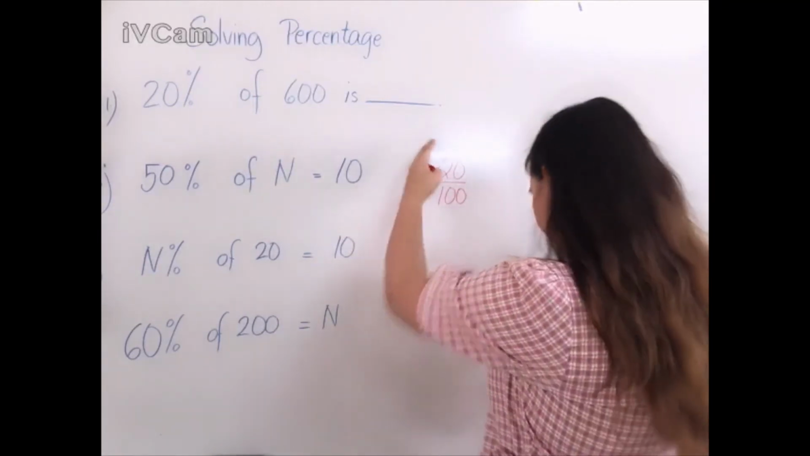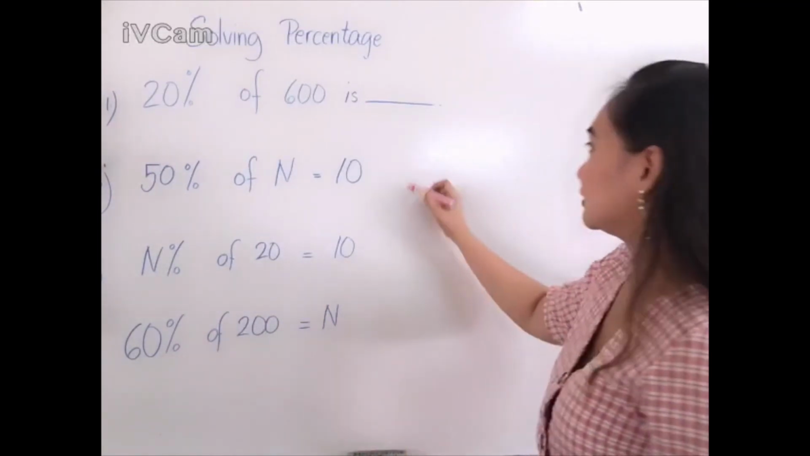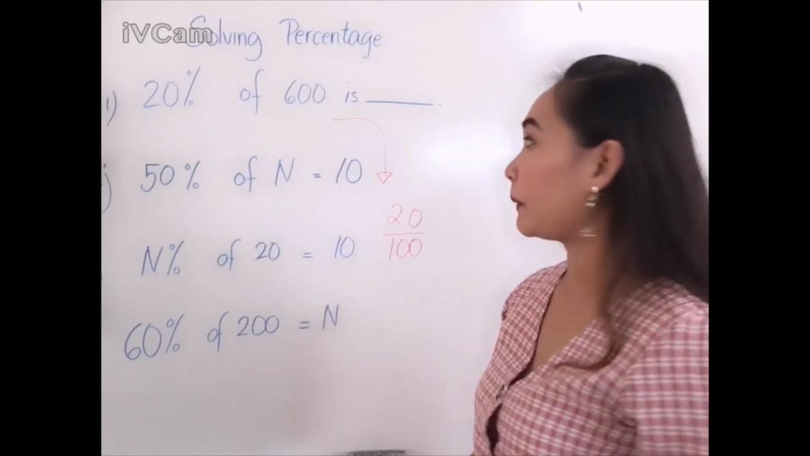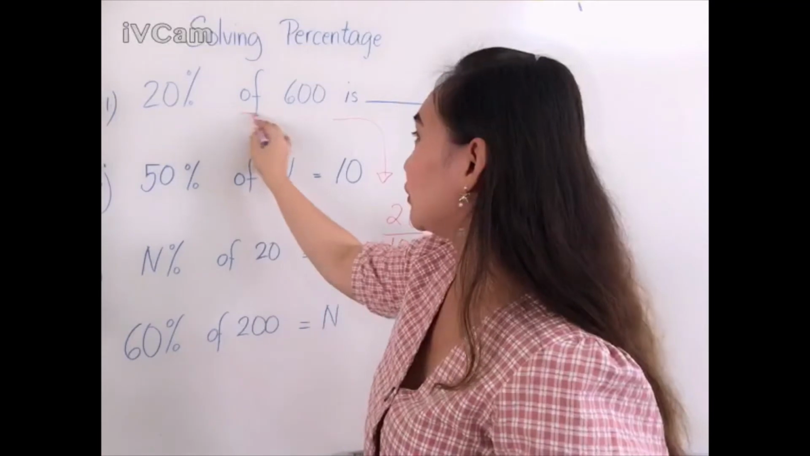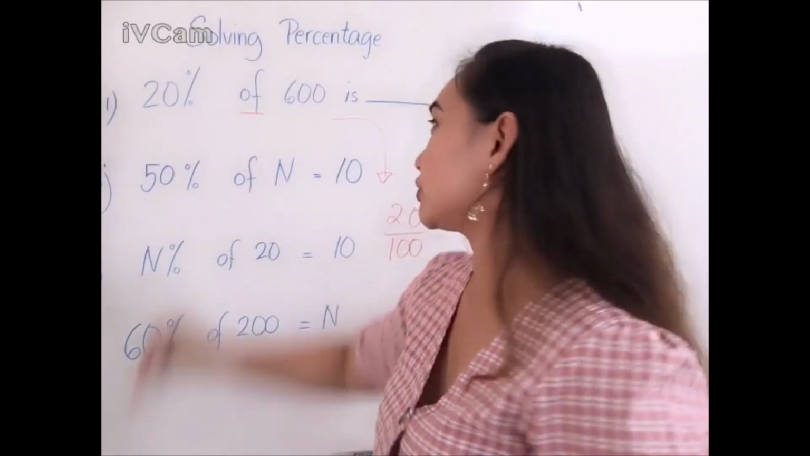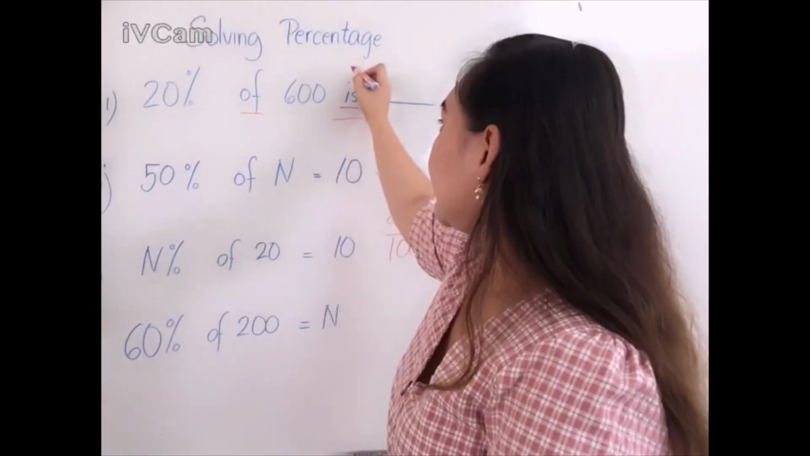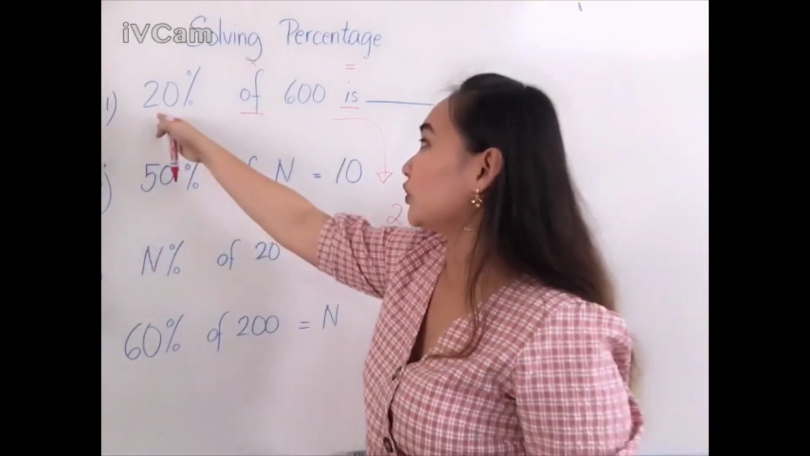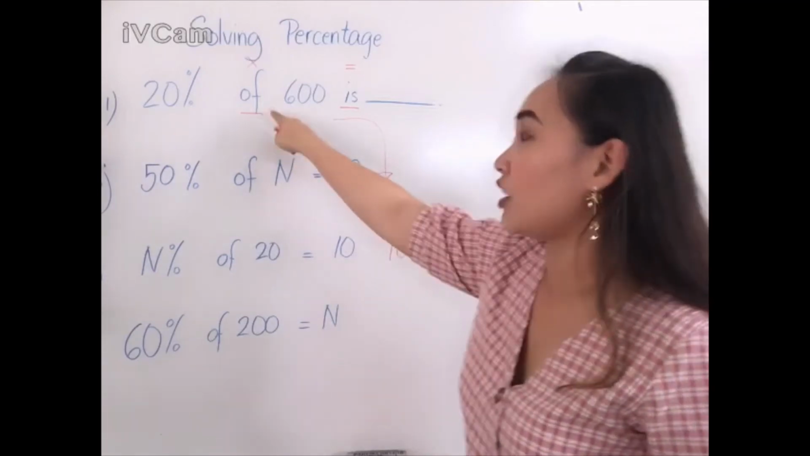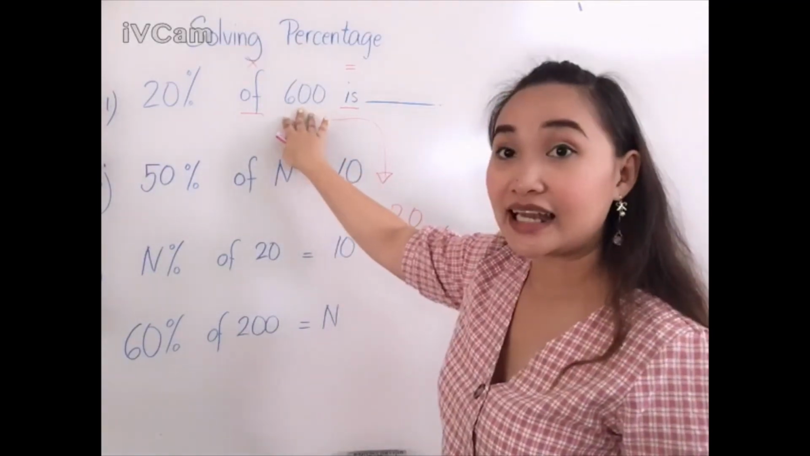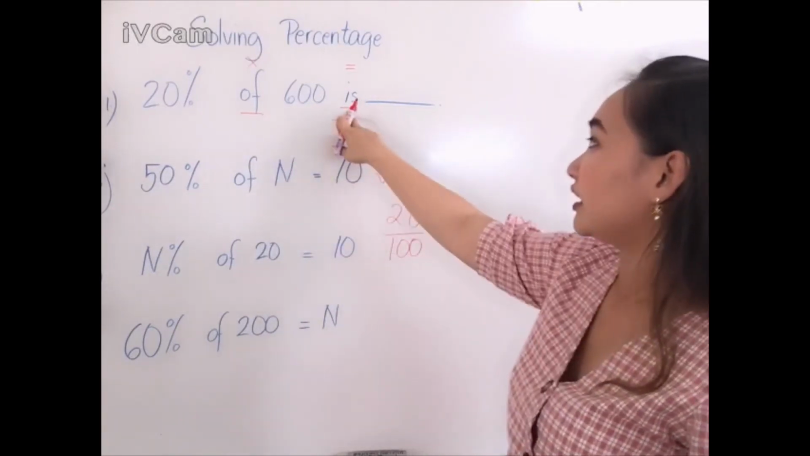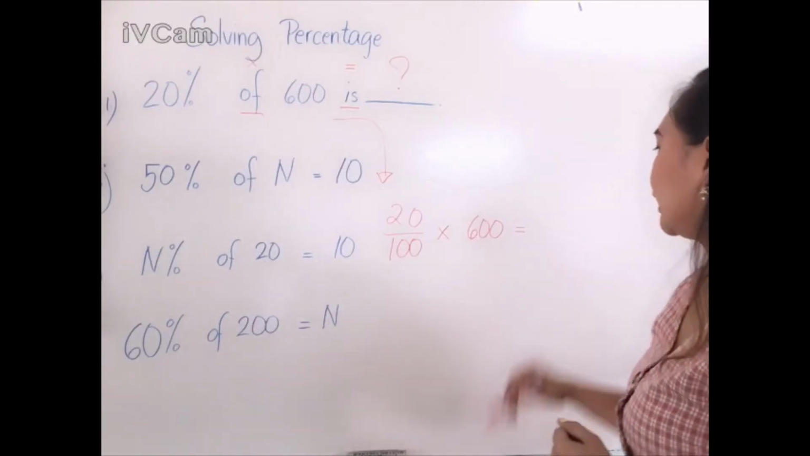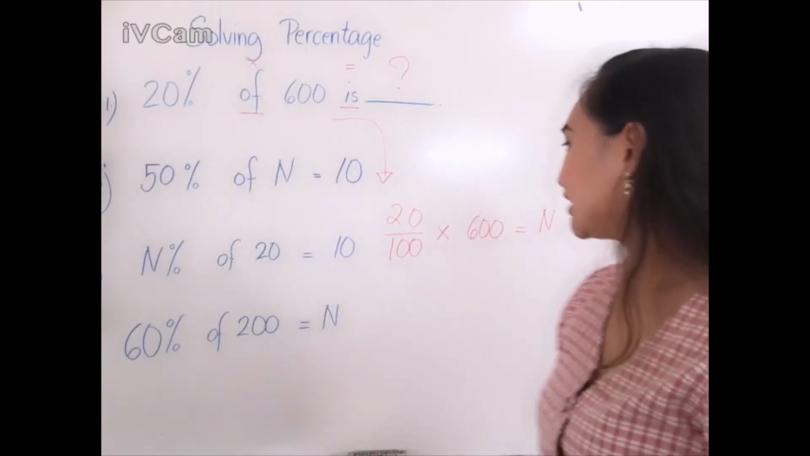Now, always remember this: if you see the word "of" in a sentence, "of" means multiplication. So 20% is 20 over 100, "of" is times 600, is equal to what is the missing value? We're going to look for a number, a variable n.